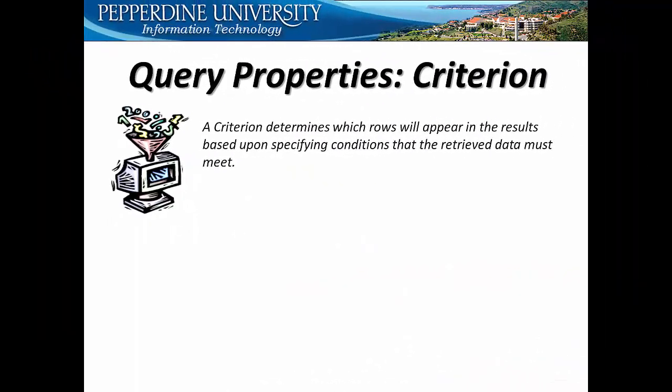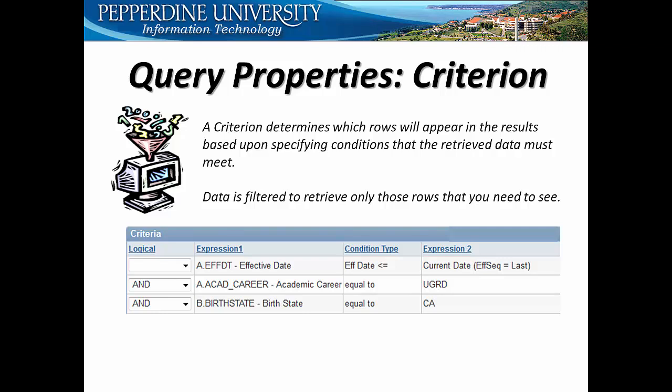A criterion determines which rows will appear in the results based upon specifying conditions that the retrieved data must meet. Data is filtered to retrieve only those rows that you need to see. PeopleSoft Query uses the paradigm of a funnel to describe how the criteria affects the data it examines. Adding criteria simply allows the user to further narrow down query results.